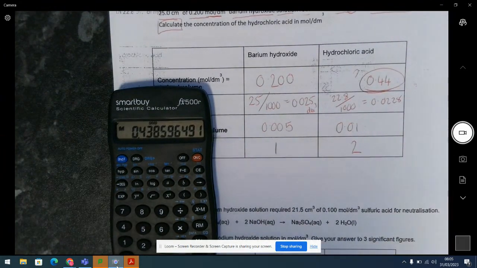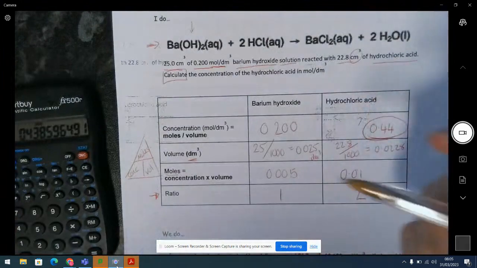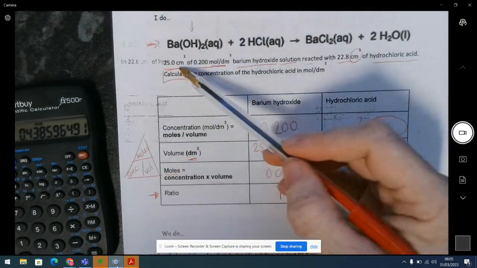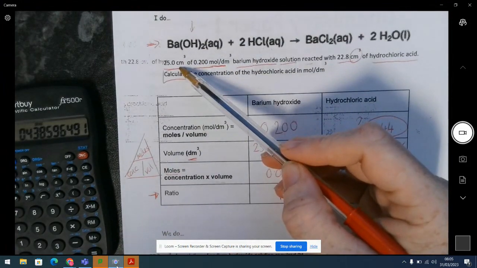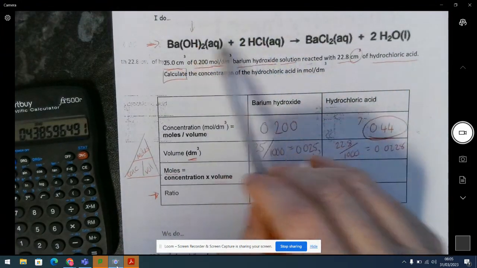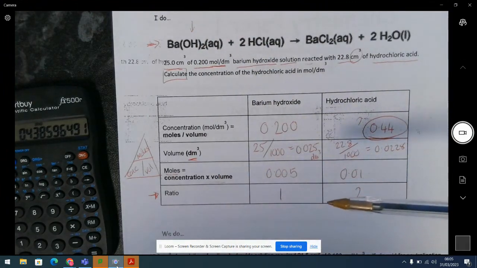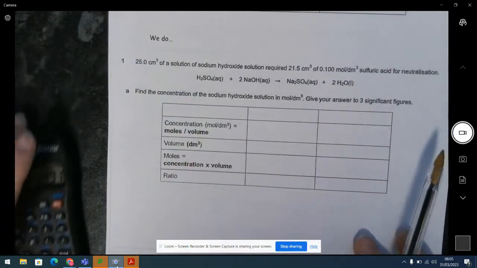Okay? So, lots to think about, lots to make sure you keep right in your head. You have to know your equation, okay? You have to make sure you convert your volumes. You'll always get one of them to be able to work out the moles, and then it's important you look at the ratio. So let's look at the next one.